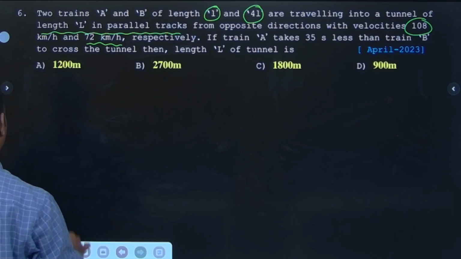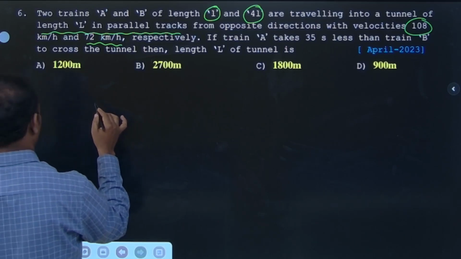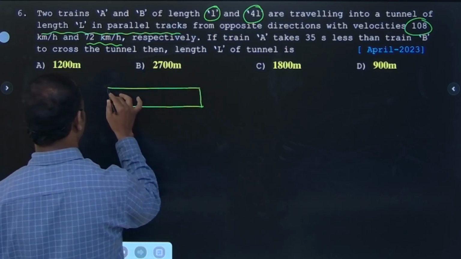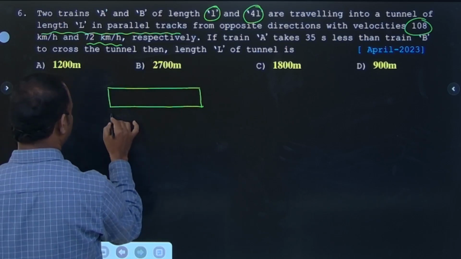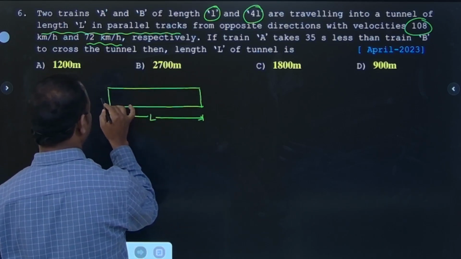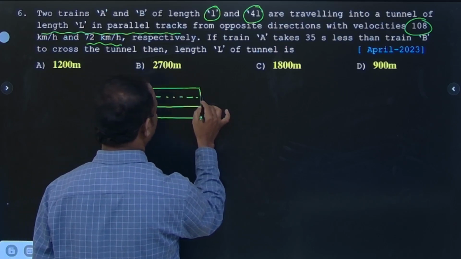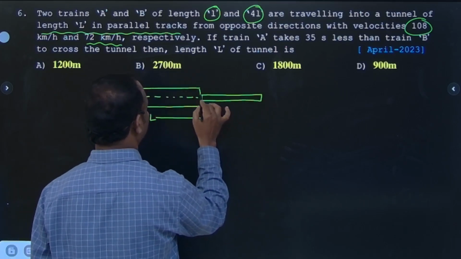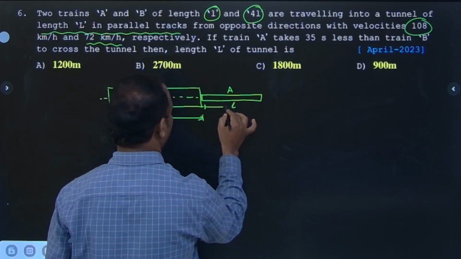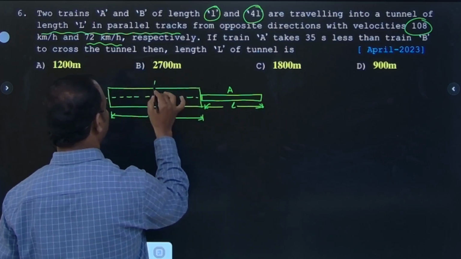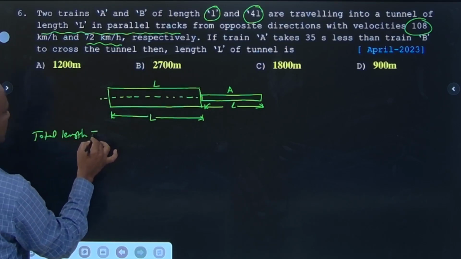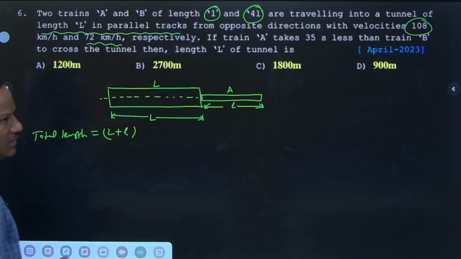First, let there be a tunnel. Imagine a train has to cross this tunnel; its length is l. Crossing means the total distance covered is the tunnel length plus the train length, that is, capital L plus small l.